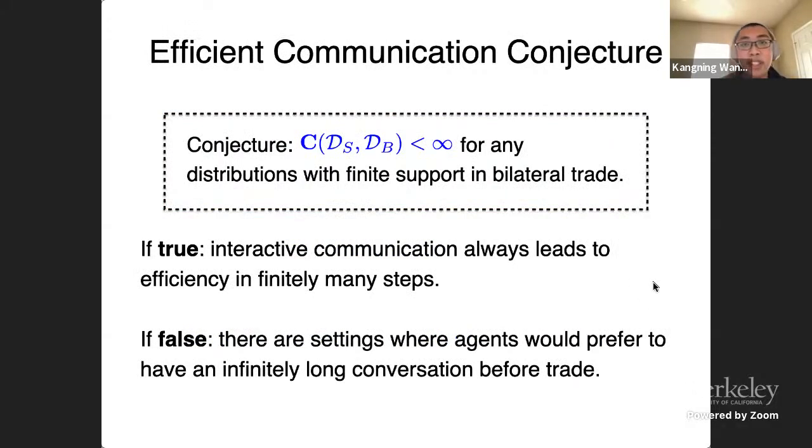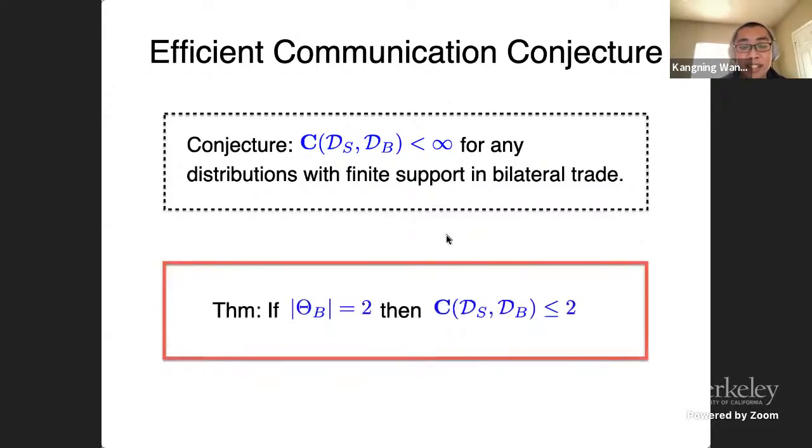And the main open question in our work is that we conjecture the message complexity is always finite if the distributions have finite support in bilateral trade. So if that's true, it means our interactive communication model will always lead to efficiency in finitely many steps. And if that's false, it means there are settings where the agents would prefer to have an infinitely long conversation, and they won't trade before having this long conversation. And in our work, we also have a result where if Bob's value distribution support has size 2, then we fully characterize the communication protocol and show that a 2-round protocol is enough for efficient trade.